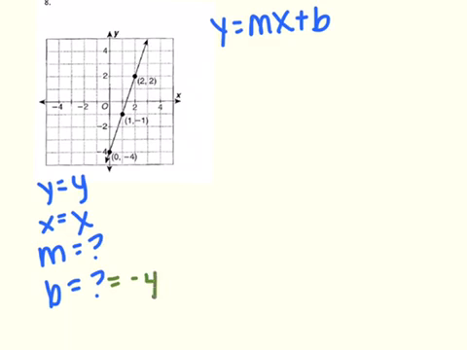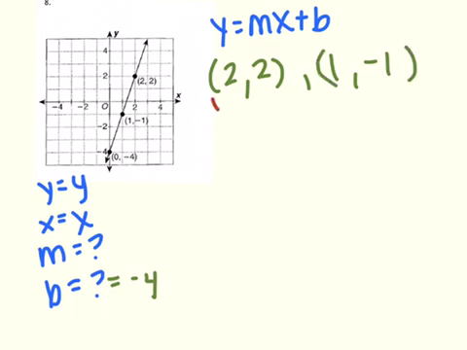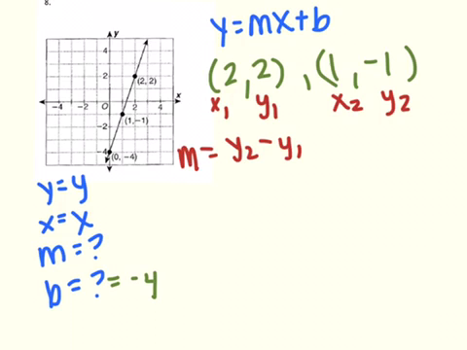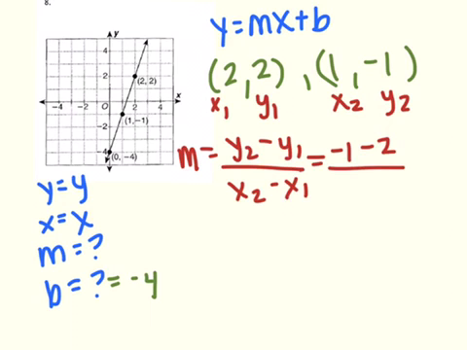Our slope, again, we have to plug our ordered pairs into our slope equation. So (1, negative 1) and (2, 2). This is x1, y1, x2, y2. So then again, our equation is m equals y2 minus y1 over x2 minus x1. So then plugging in the numbers, we get negative 1 minus 2 over 1 minus 2. So that equals negative 3 over negative 1.